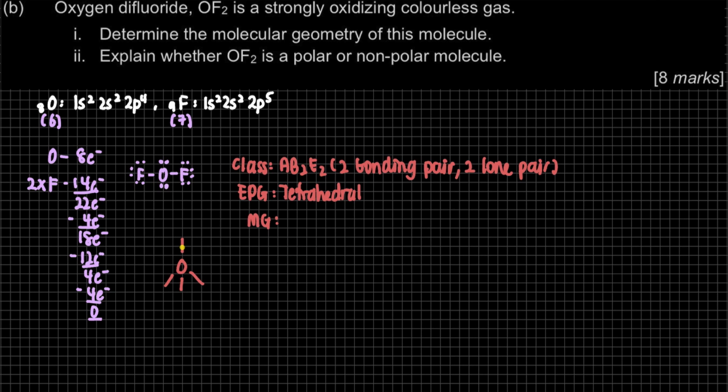Okay, but then if you look back, the class here have 2 bonding pair. So it means we only want 2 bonds. Okay, so 2 bonding pair, 2 lone pair. So I'm just gonna remove the top and the bottom here. So top, bottom.